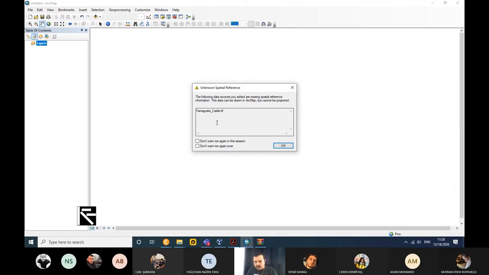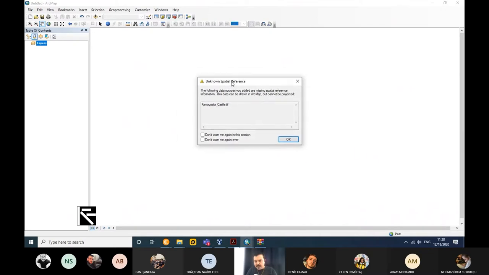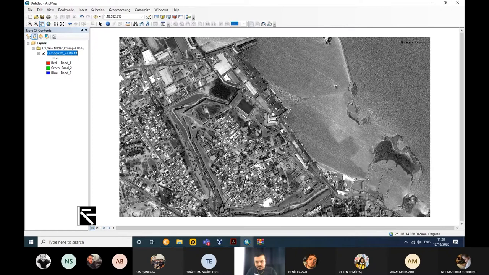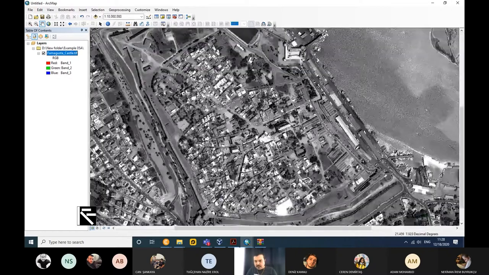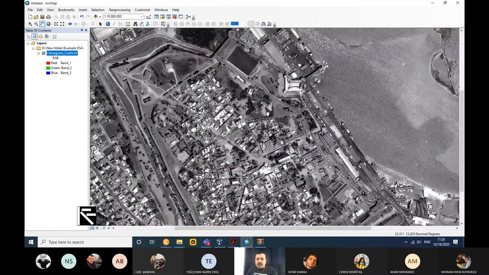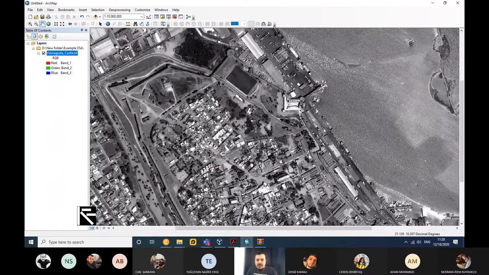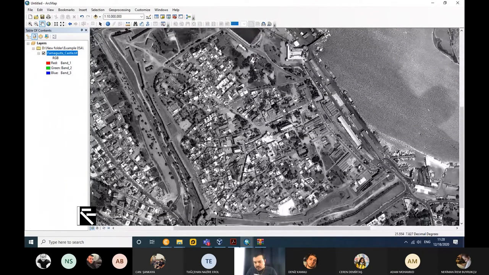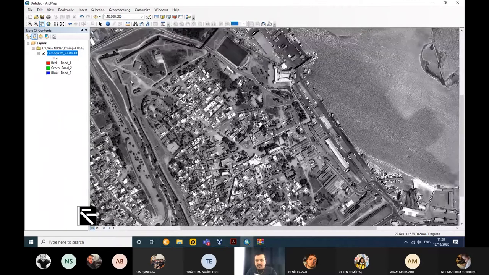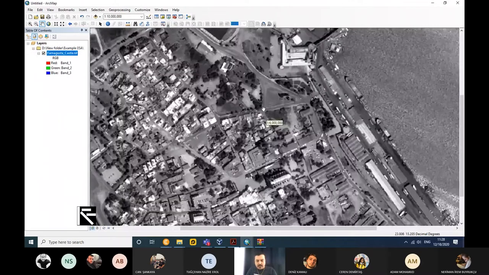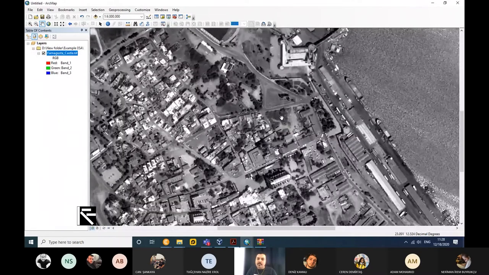It says that there is no spatial reference. Since there is no spatial reference, the size and everything on this map is not correct. If you measure something, it is definitely not correct. You need to match this map with reality.